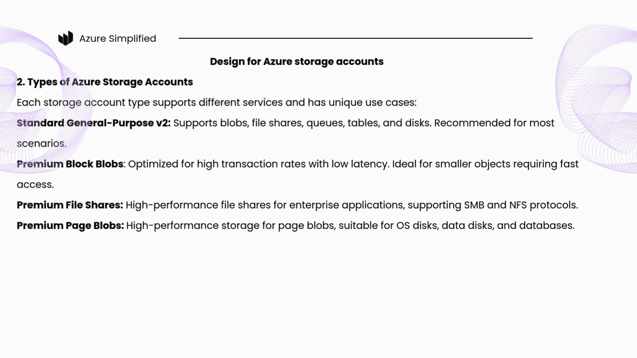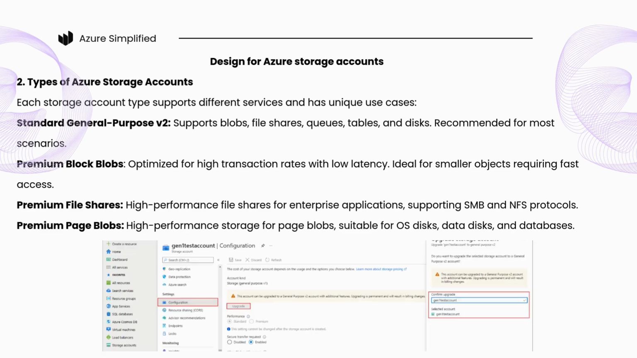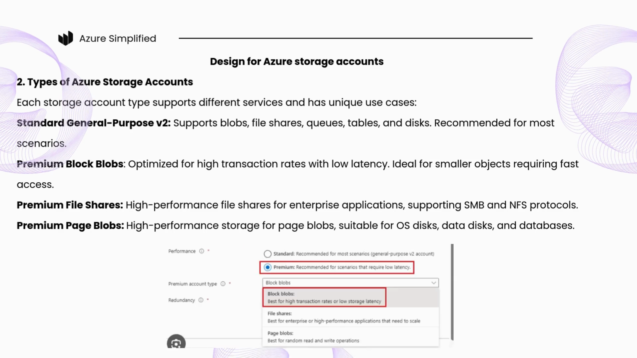2. Types of Azure storage accounts. Each storage account type supports different services and has unique use cases. Standard General Purpose V2 supports blobs, file shares, queues, tables, and disks. Recommended for most scenarios. Premium block blobs, optimized for high transaction rates with low latency. Ideal for smaller objects requiring fast access.